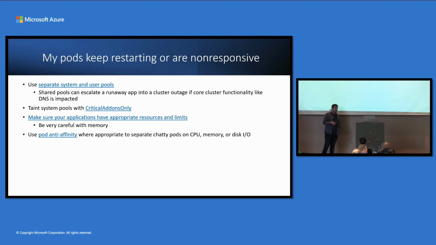So we recommend, it's in our documentation, to have separate user pools and separate system pools, so that you avoid your own set of noisy neighbor issues to DNS and to other cases. The use of pod affinity, the use of taints, specifically the critical add-ons only taint, that all the system components tolerate.